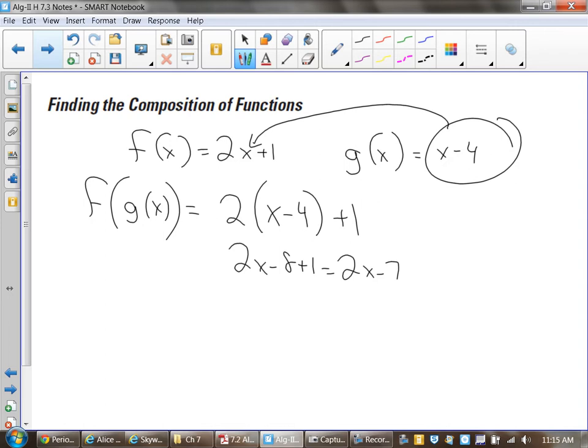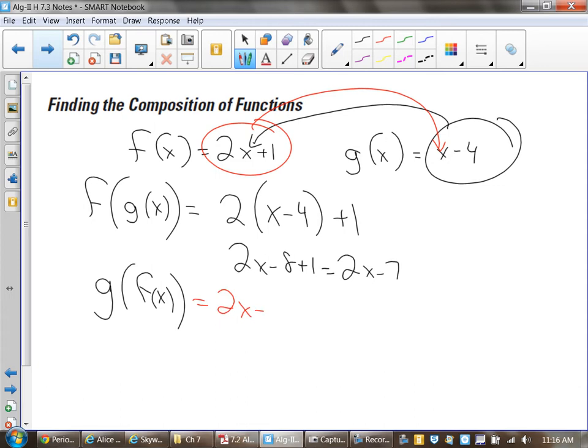If I wanted to do g of f of x, what's the innermost parenthesis working with? All right, so it's working with the f equation, right? The f of x equation. So that means take the f of x equation and put it where? In the g of x, exactly. Now in this one, it's saying take the f equation and substitute in to the g. So you get 2x plus 1 minus 4.